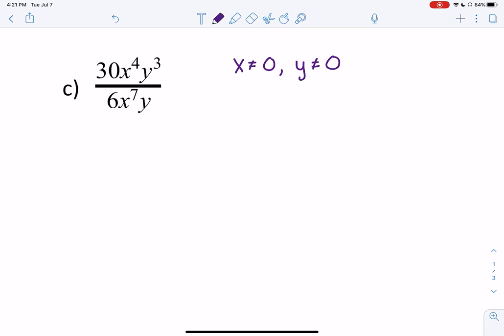Now let's simplify this. So we're going to be using our exponent laws. We'll start by dividing the coefficients. So 30 divided by 6 is just 5. Then we can cancel out some of these. So we have 4 x's on the top and 7 on the bottom, so we can cancel out 4 of the x's. And then for my y's, we can cancel out 2 of the y's from the bottom. So we're left with 5y squared over x cubed.